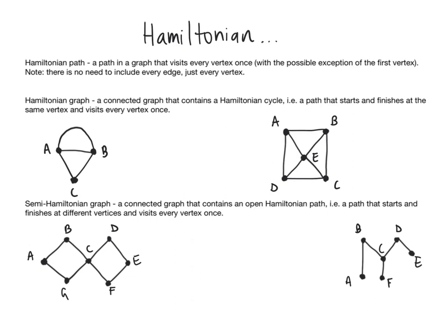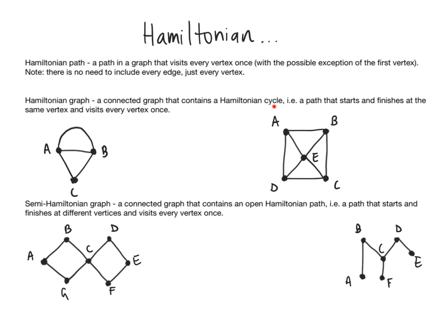Now, note the difference between this and Eulerian is that with Hamiltonian graphs, we just need to find a path that visits every vertex once. There's no need to worry about visiting every edge or including every edge in our path. It just simply needs to be every vertex. Now, a Hamiltonian graph is a connected graph that contains a Hamiltonian cycle. So remember, a cycle is a special kind of path that starts and finishes at the same vertex.